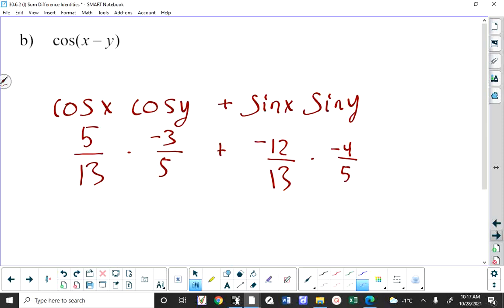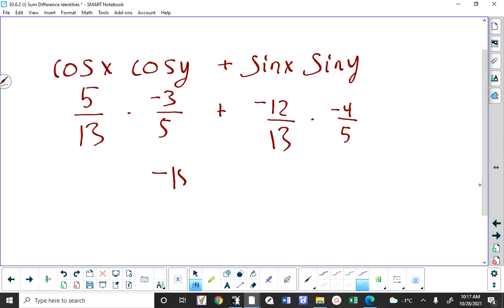We simplify this. This will be negative 15 over 65. This will be 48 over 65. I think negative 15 plus 48 is 33.